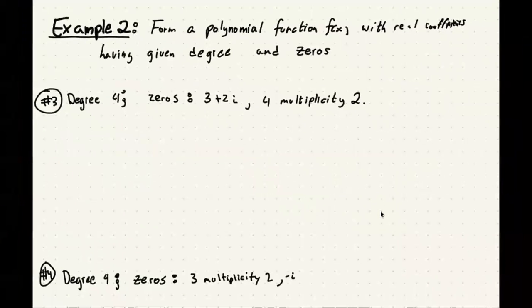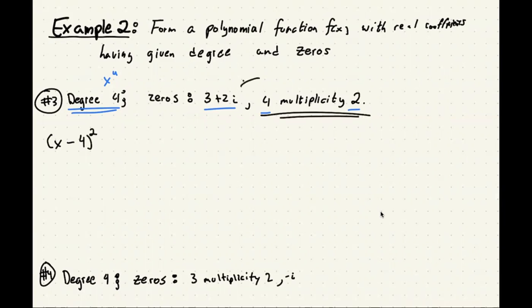We have a degree 4, so we know our answer should have x to the 4th, and we have zeros 3 plus 2i and 4 with multiplicity 2, right? Whenever we're given zeros, remember you always write it in the form of x minus the zero. So right here will be x minus 4, and you're going to square it because it has multiplicity 2. But remember, if we have 3 plus 2i, then we should also have 3 minus 2i. So the other way you're going to write the zeros is x minus that, and I'll put that in parentheses.